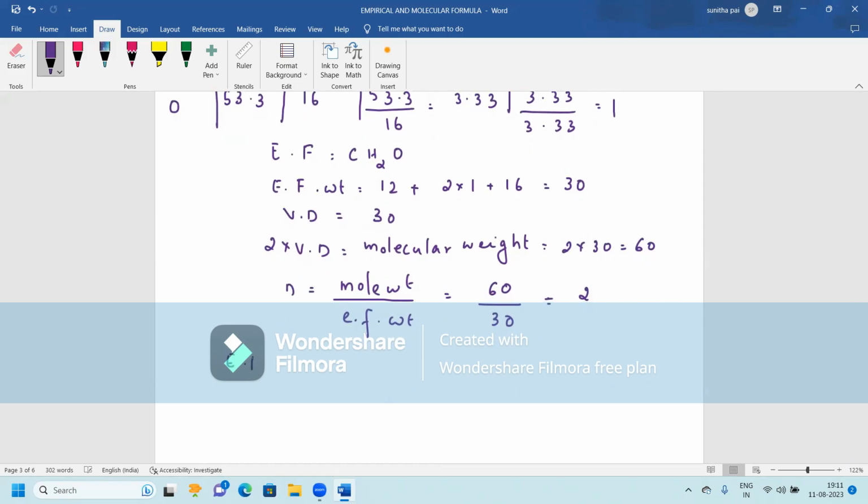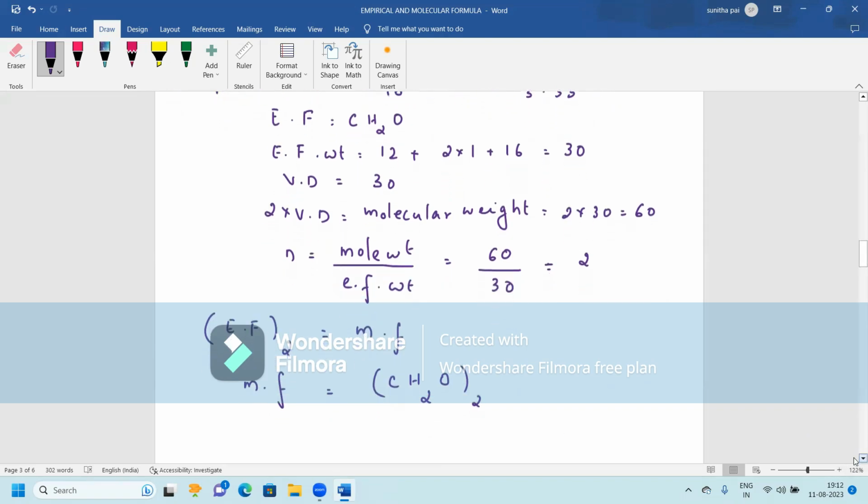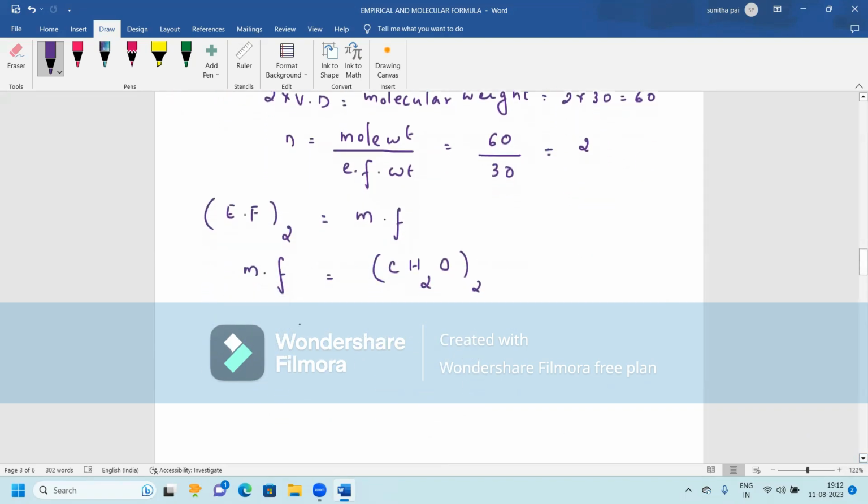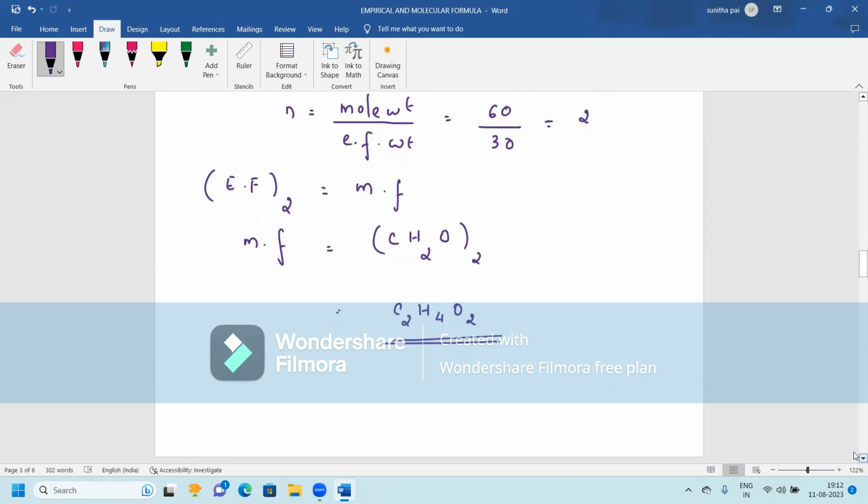So here N is equal to 2. Now the empirical formula repeated 2 times will be the molecular formula. So the molecular formula is CH2O repeated 2 times. That will be C2H4O2. C2H4O2 is the molecular formula.